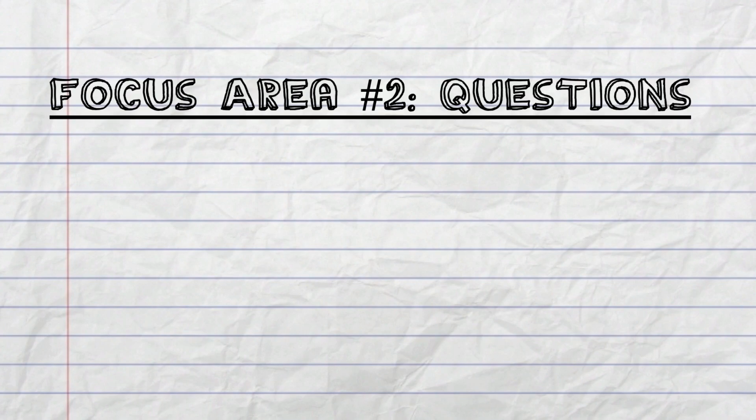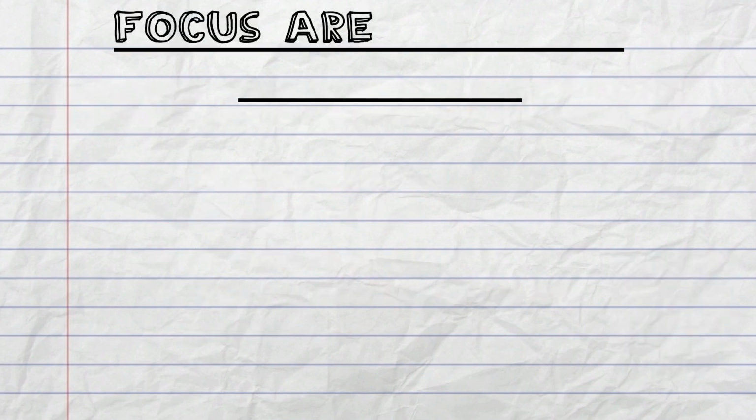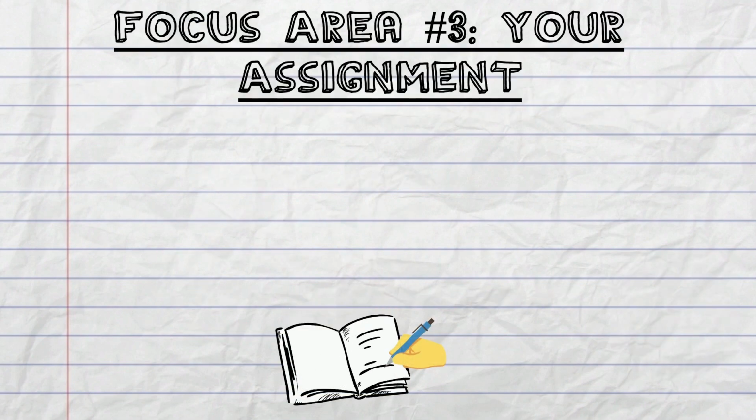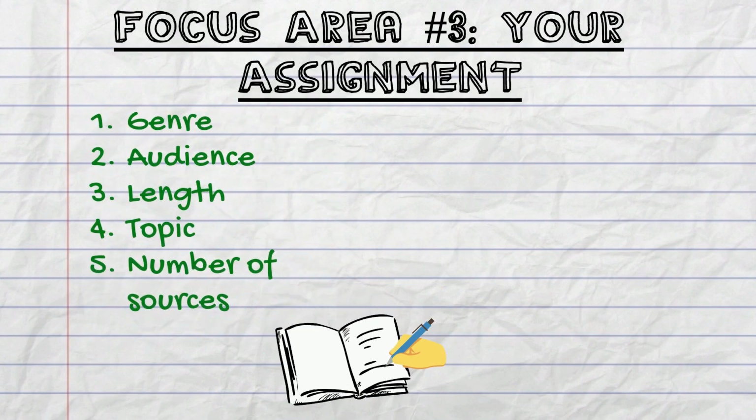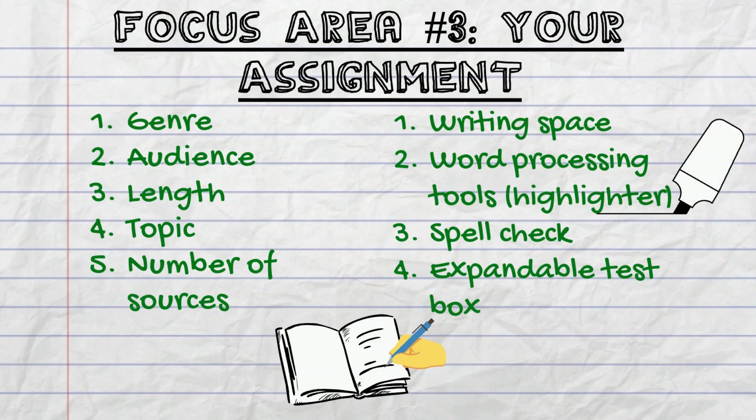Questions are in the second focus area. They will have very specific directions with specific sources. Some will also have multiple sources, and others will have charts with more than one answer. Focus area number 3 is your assignment, also your writing portion. In this portion, you will need to know the genre, your audience, the length, the topic, the required number of sources. You will also need to be able to navigate your writing spaces using the word processing tools like the highlighter, spell check, and expandable text boxes if needed.